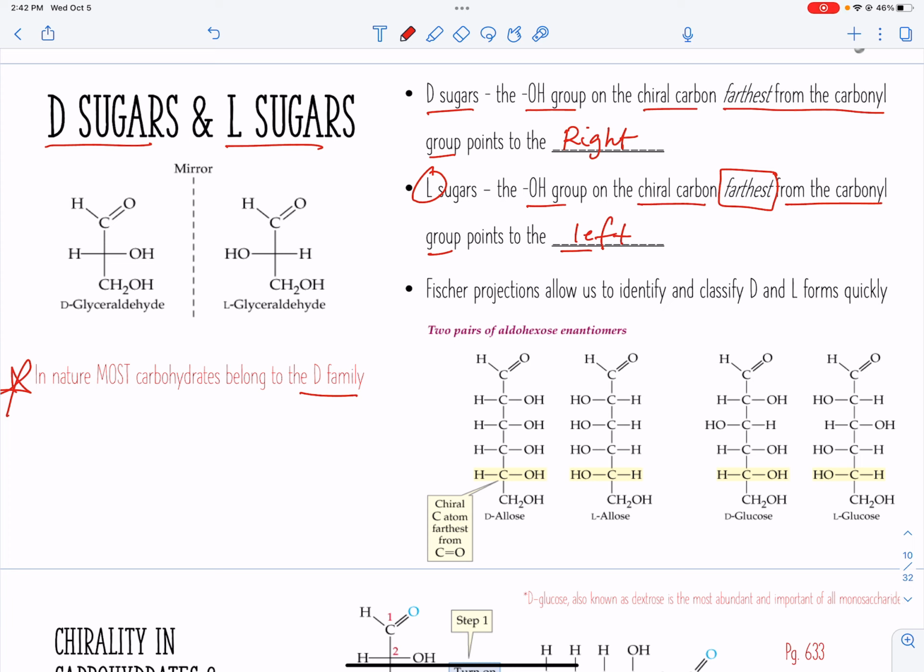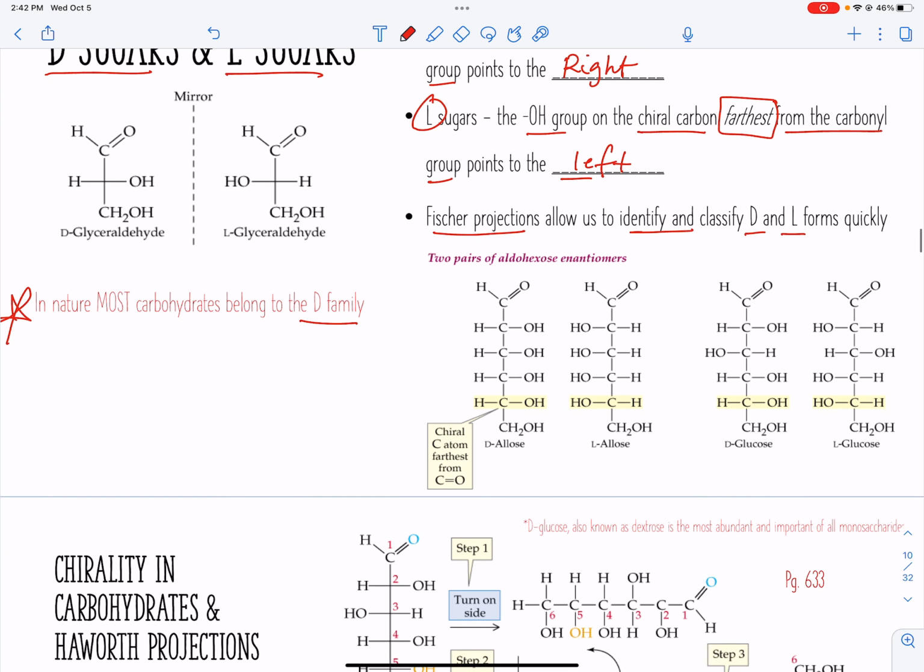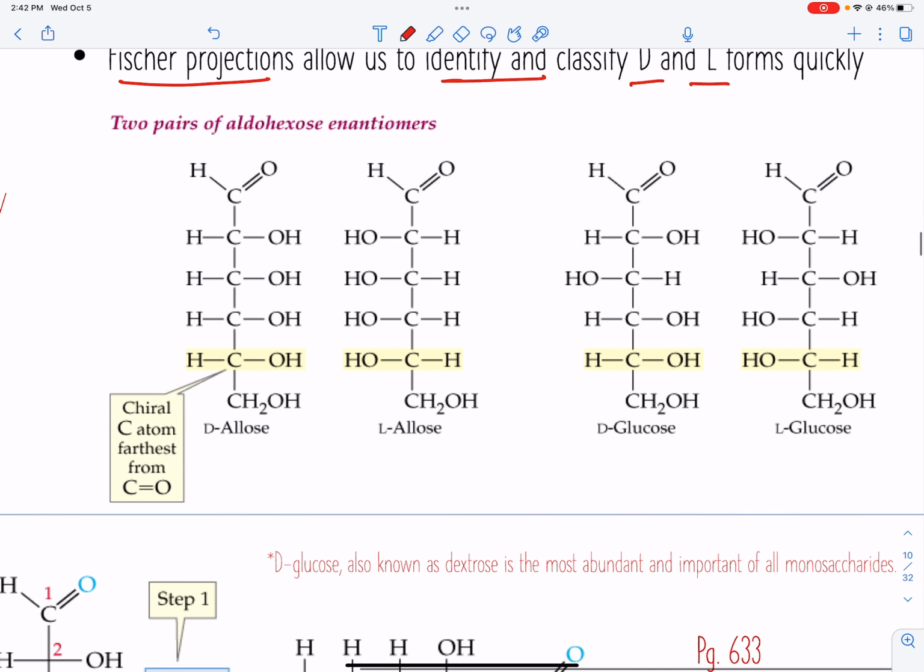So Fisher projections, really the whole purpose of showing you everything I did about Fisher projections is it simply allows us to look at a drawing of a monosaccharide now in straight chain form and identify it very quickly as either D or L. Okay, so here is a figure. I'm going to zoom in on this. You have two pairs of aldohexose. So aldo indicating we have an aldehyde group, hex indicating it's a 6-carbon sugar.